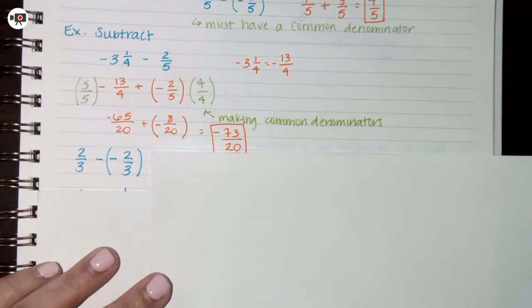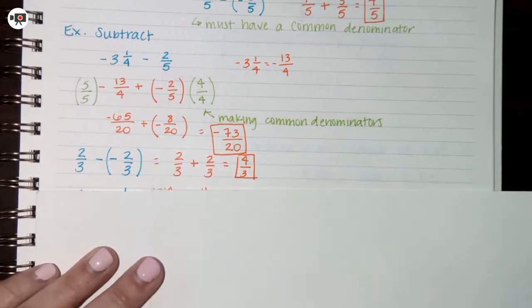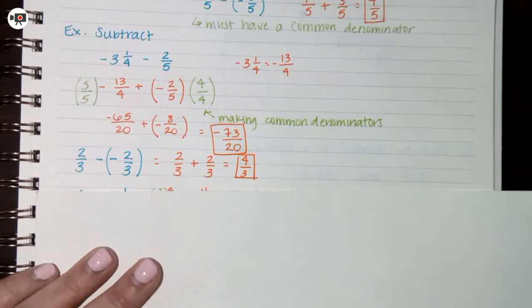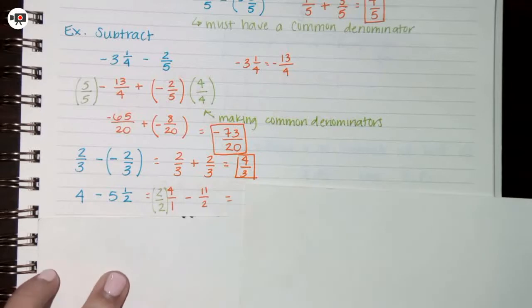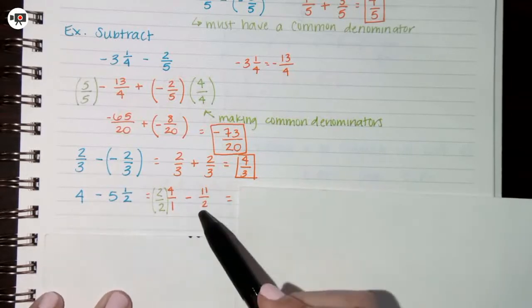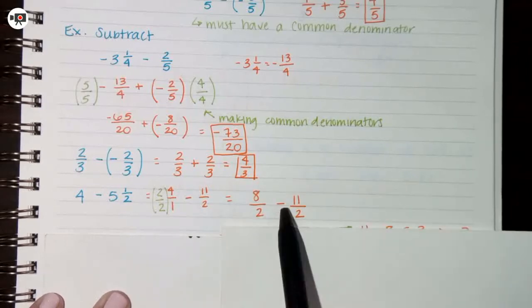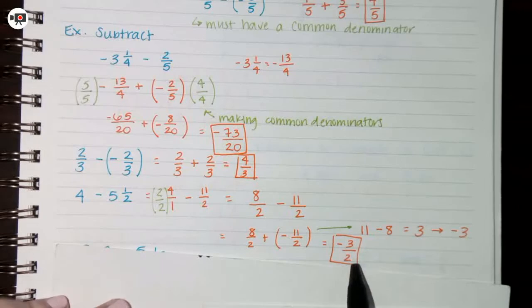If I add 2/3 minus a negative 2/3, that will be adding the opposite, which gives 4/3. 4 minus 5 1/2, 5 1/2 rewritten is going to be 11 over 2. I need common denominators, so that's 8/2 minus 11/2, which is negative 3/2.